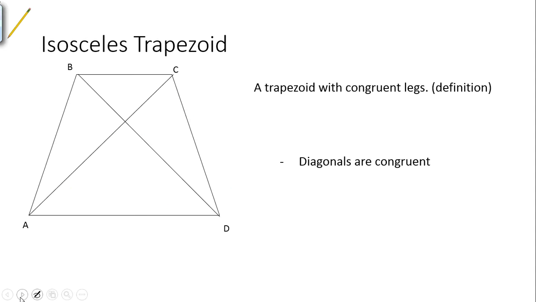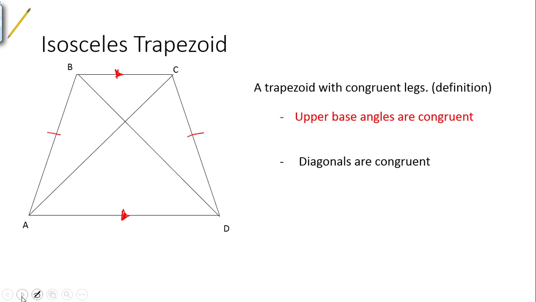Now with an isosceles trapezoid, that's a little bit more special than a regular typical trapezoid, okay? So an isosceles trapezoid is a trapezoid with congruent legs. So by definition, it's still a trapezoid, it still has that one pair of parallel sides here, but now these legs are congruent to each other, not parallel, but congruent.